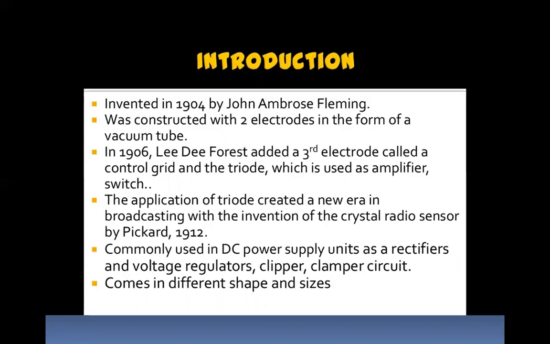Then the applications of the triode created a new era in broadcasting with the invention of the crystal radio detector by Pickard in 1912. Diodes are commonly used in DC power supply units as rectifiers, which we are going to see, and as voltage regulators, which we also cover in this video. Clamper circuits: maybe in the next class I'll take these two things, clippers and clampers. And as we have seen in the pictures, diodes come in different shapes and sizes.